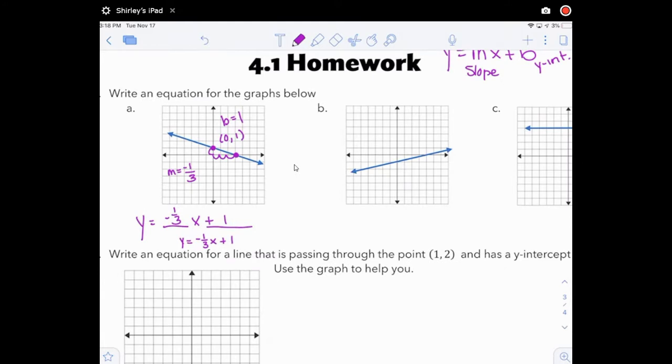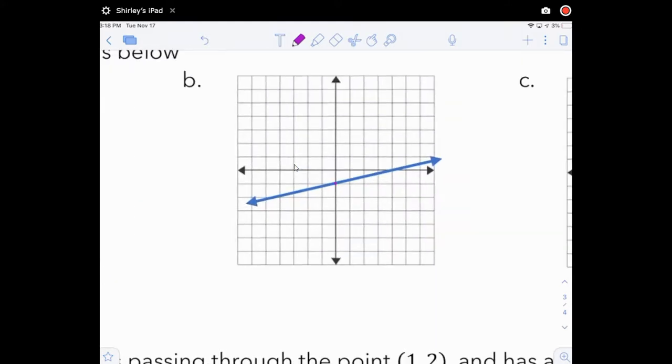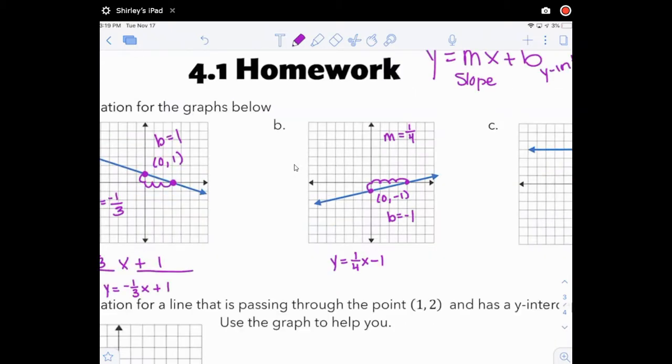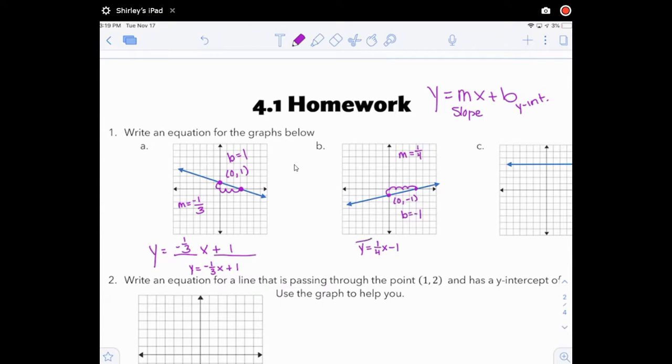Same thing over here. Find your y-intercept. Here's my coordinate point, (0, -1), and then count the slope. So b equals negative 1, m equals up 1, over 1, 2, 3, 4. So y equals mx plus b, but if it's a negative number, then we're just subtracting.